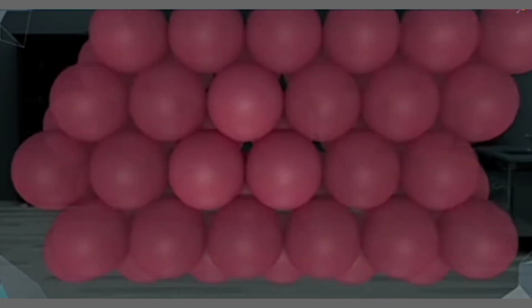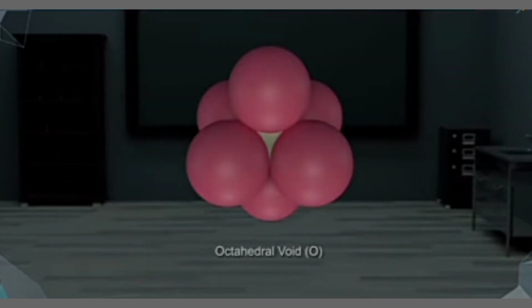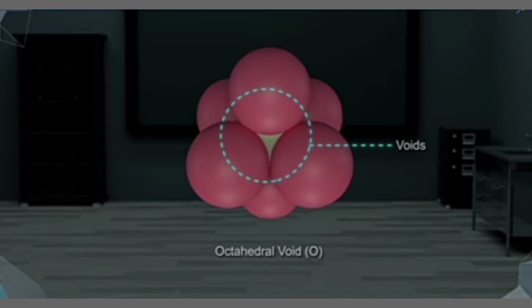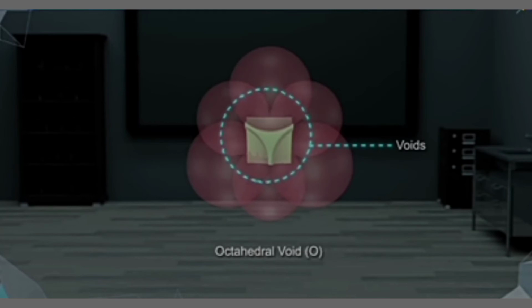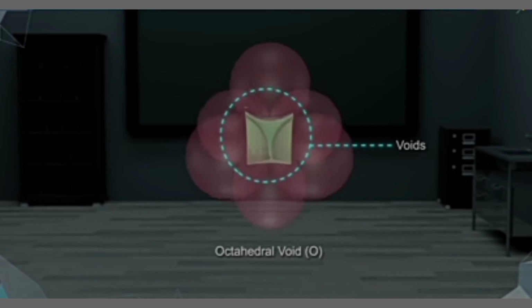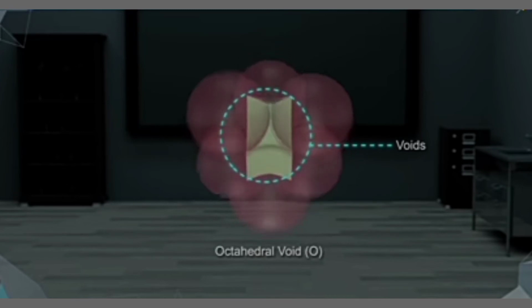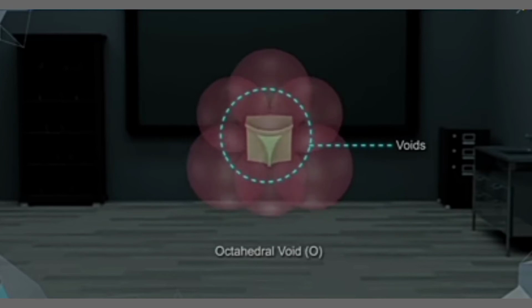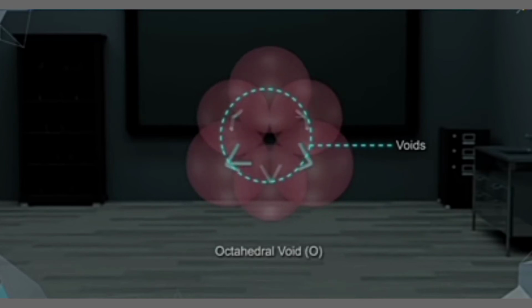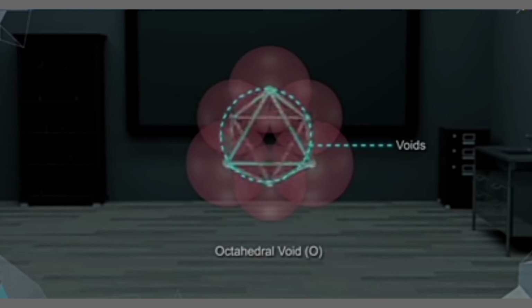At other places, we will notice the triangular voids of the first layer coincide with those of the second layer, such that the triangular voids do not overlap. In such places, another type of void is formed, called the octahedron void O. This octahedron void is formed by joining the centers of 6 surrounding spheres.